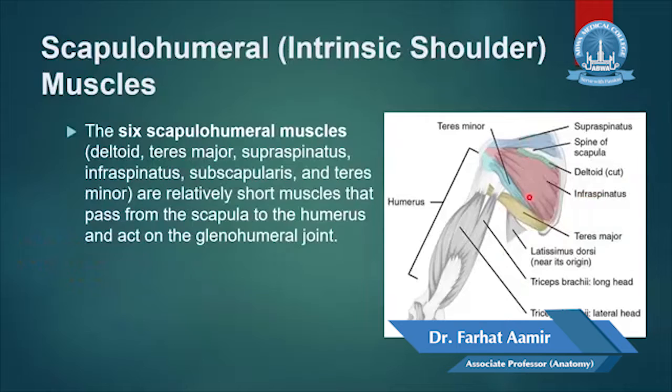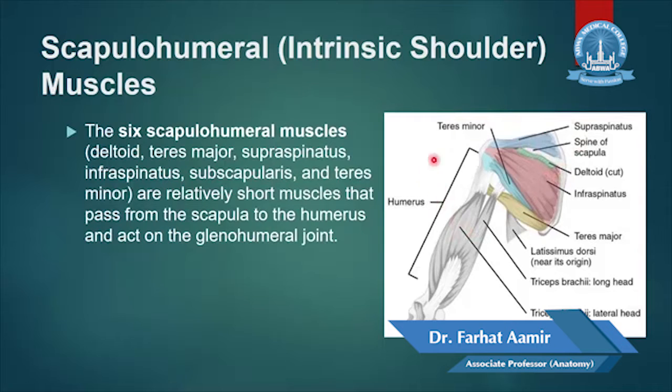The six scapulohumeral muscles are deltoid, teres major, supraspinatus, infraspinatus, subscapularis, and teres minor muscles. They are relatively short muscles that pass from the scapula to the humerus and act on the shoulder joint, or act on the glenohumeral joint. These are named as scapulohumeral because they are coming from scapula and they are inserted over the humerus. They are intrinsic shoulder muscles.